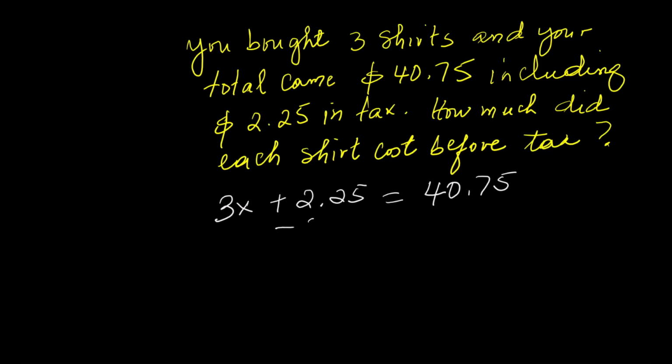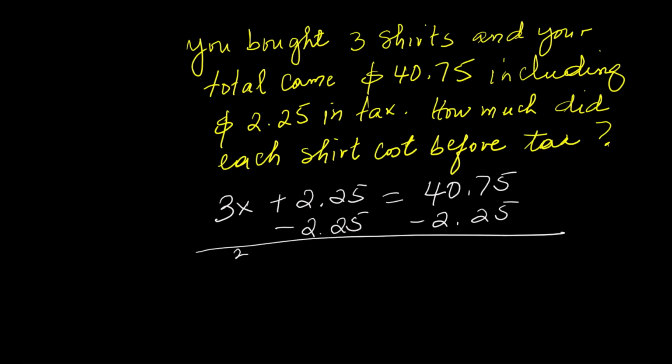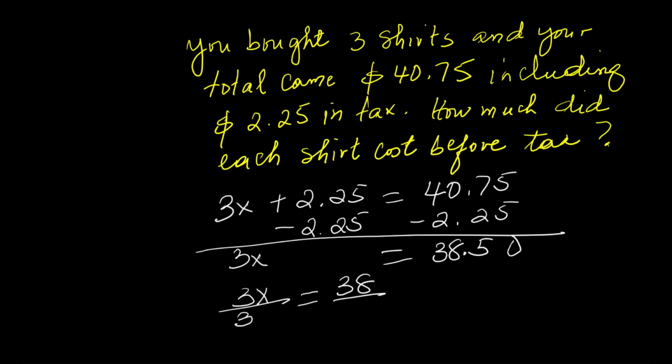Step 1. Subtract 2.25 from both sides. 3x equals 38.50. Step 2. Divide both sides by 3. X equals 12.83 repeating. So each shirt costs about $12.83 before tax.